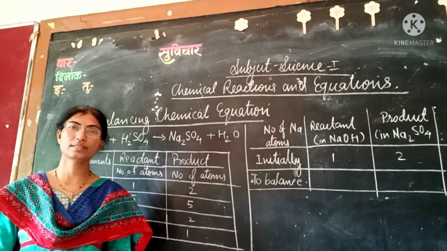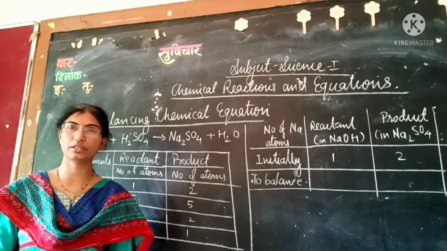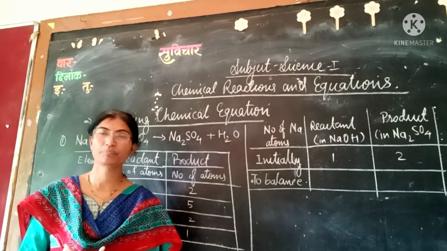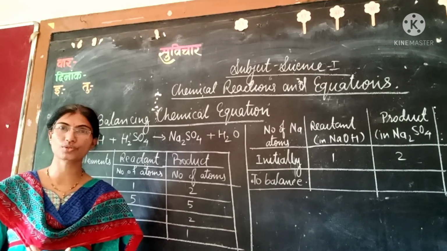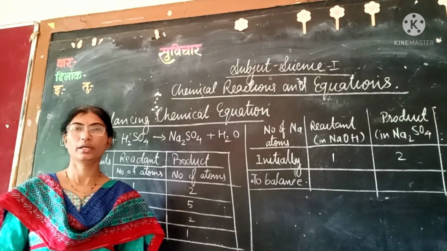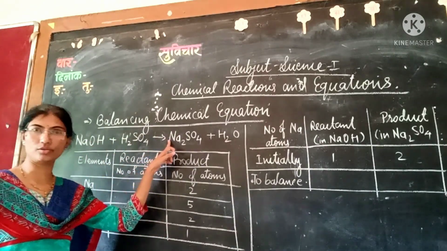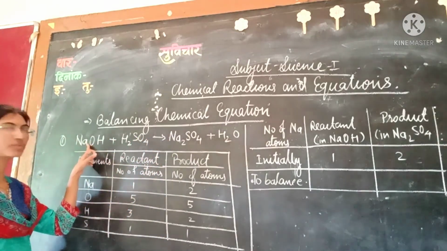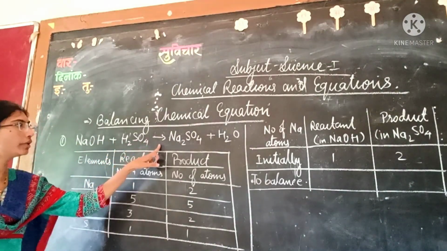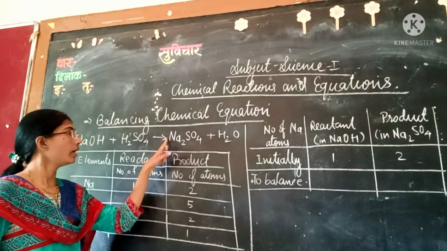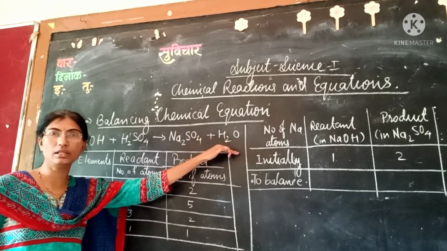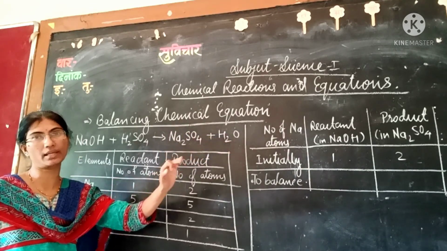Now, students, let's study how to balance a given chemical reaction or equation. First of all, let's see with the help of an example: suppose sodium hydroxide reacts with sulfuric acid. Then we will write the reaction in the form of a chemical equation in this way. Sodium hydroxide NaOH, when it reacts with sulfuric acid H2SO4, forms sodium sulfate, Na2SO4, and water H2O. So this is a basic chemical equation or reaction. Now we have to balance this.